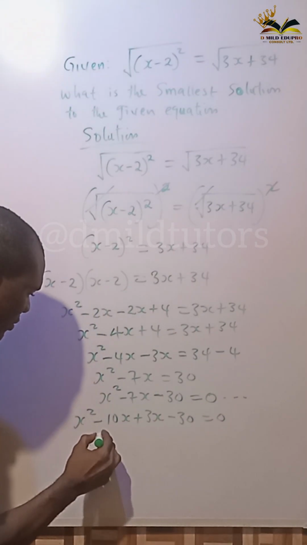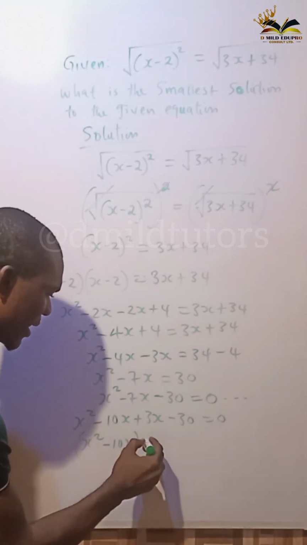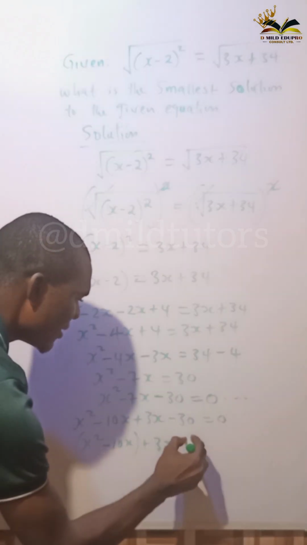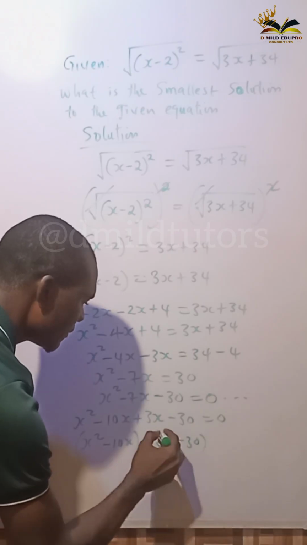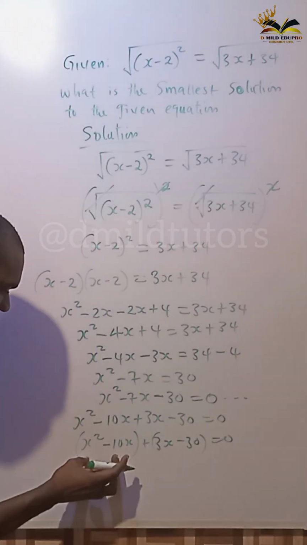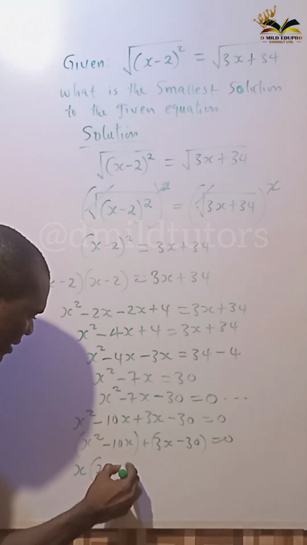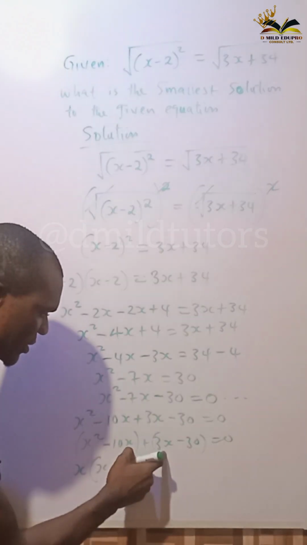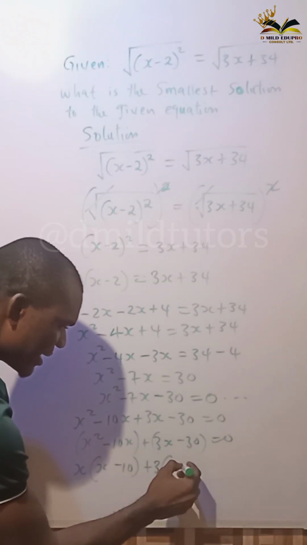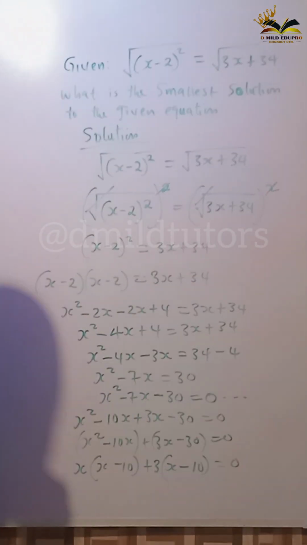So we group x raised to power 2 minus 10x, then plus 3x minus 30, equals 0. Something is common here that you can take out, which is x. If you take out x from here, you have x minus 10. Plus something is common here which you can take out, 3. If you take 3 from here, you have x minus 10, because 30 divided by 3 is 10. Everything equals 0. Is that okay?